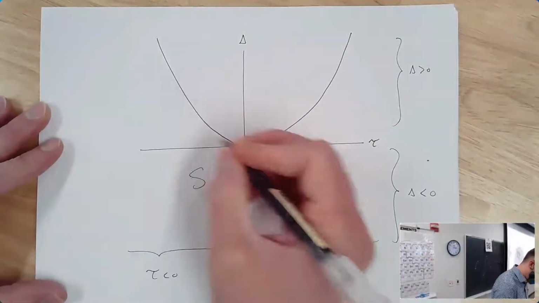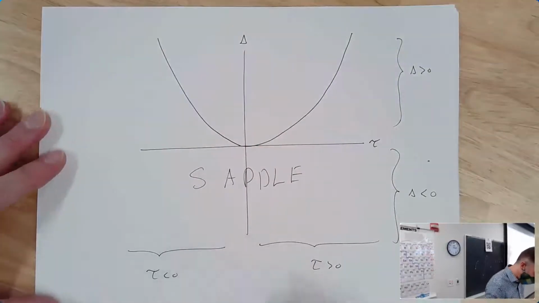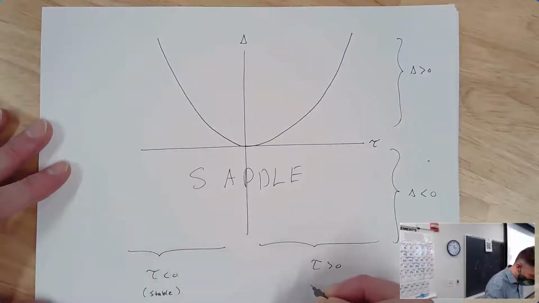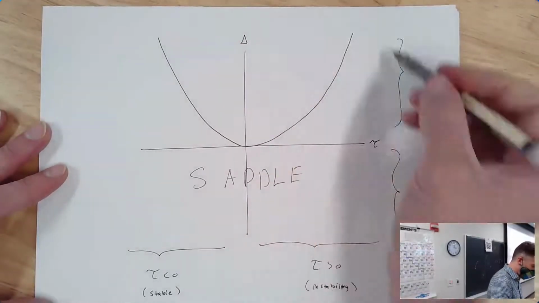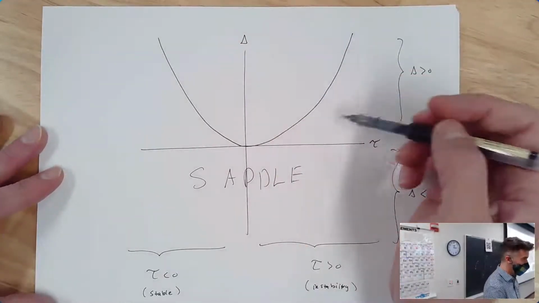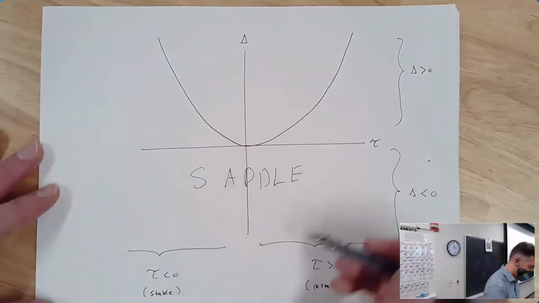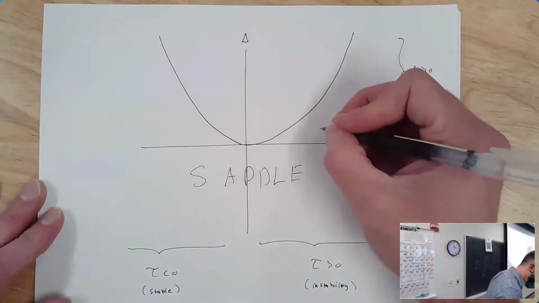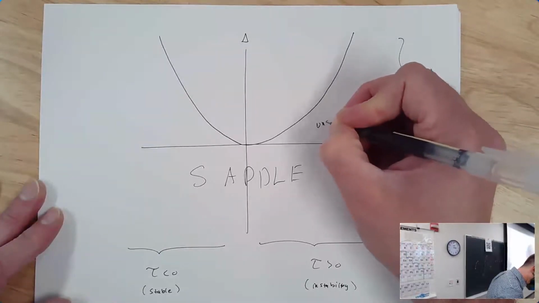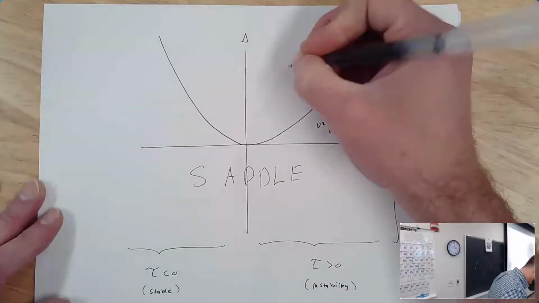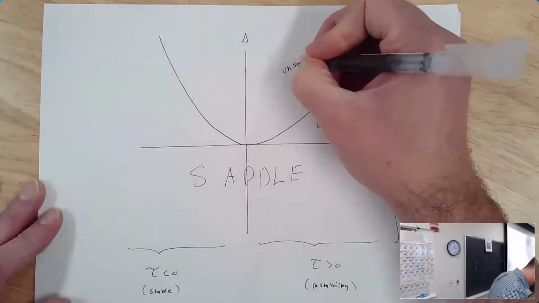Over here on the left side where the trace is negative, we have stability. Over here where the trace is positive, we have instability. And I feel like I should have written it on top because that's kind of more where it actually is, right? Over here, we're looking at the trace being positive. Over here, we're looking at it being negative. Over here, we don't care if the trace is positive or negative. So here we have unstable nodes. Here we have unstable spirals.